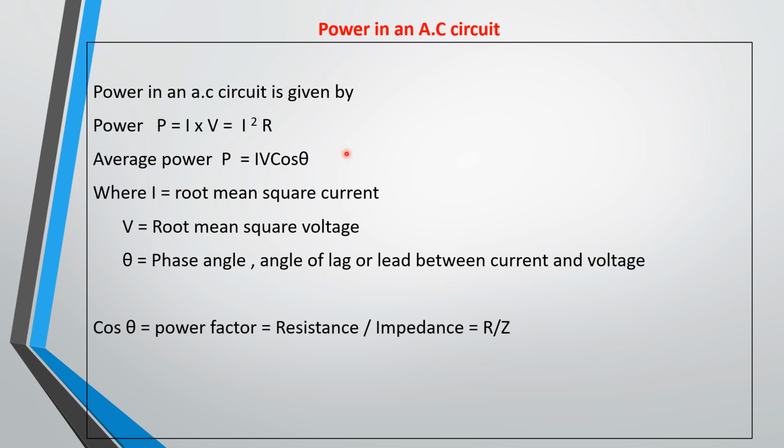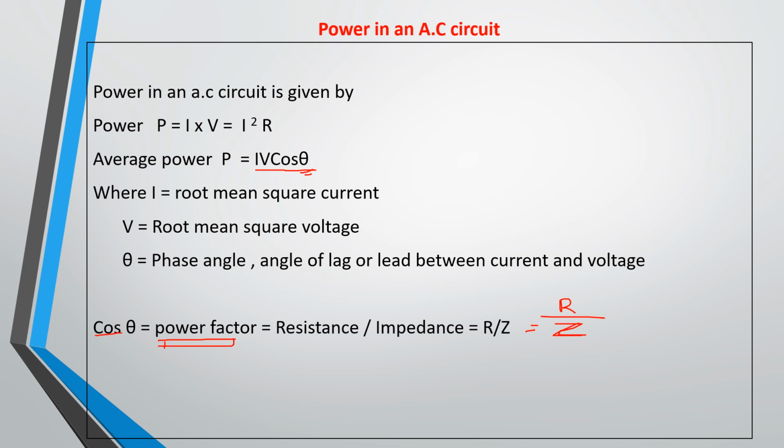For an AC circuit, average power is given as current times voltage times cosine theta. Theta here is the phase angle, the current is the root mean square current, and the voltage is the root mean square voltage. The phase angle can either be the angle of lag or the angle of lead between current and voltage. Cos theta is the power factor, and it is equal to the resistance over the impedance of the circuit.